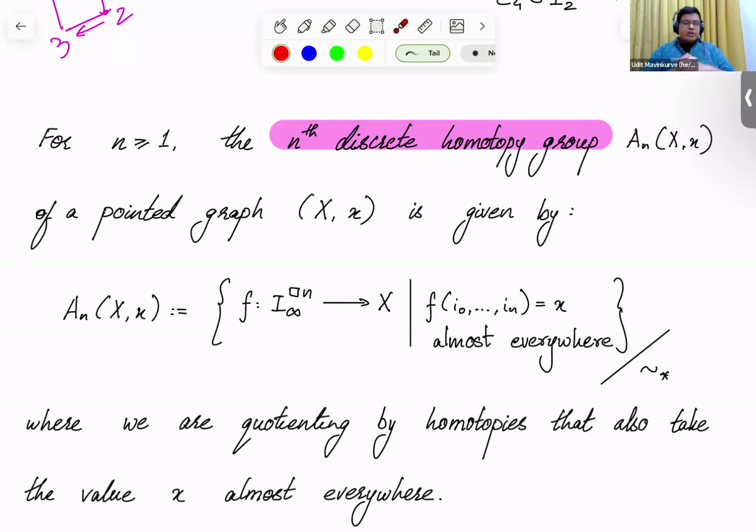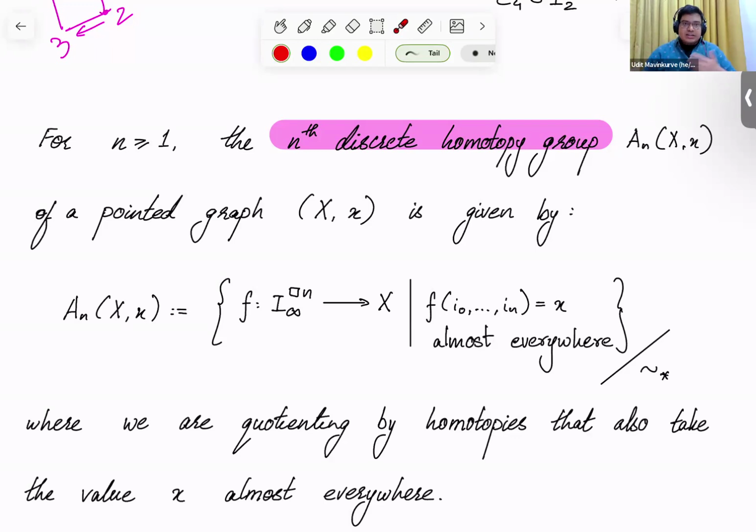So for example, if we look at the smallest one, which is the discrete fundamental group, then you're just looking at maps out of I infinity, just plain I infinity, right? And then you're saying that outside a finite region, everything is constant at the base point. So those are essentially loops which start at x and end at x. Because if you look at only the finite region where the interesting stuff is happening, those are loops at x. So that maybe builds an intuition for why this is the right definition.